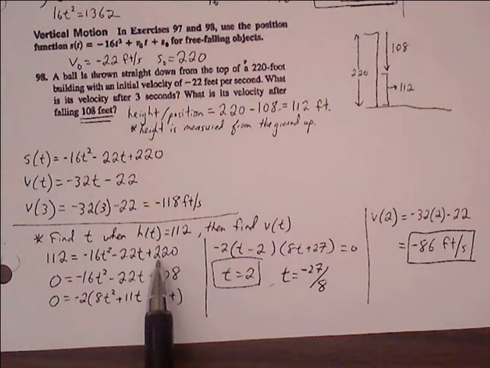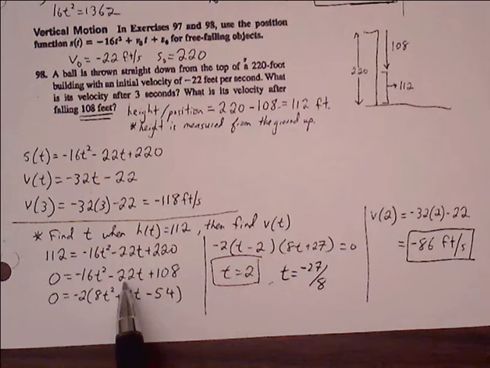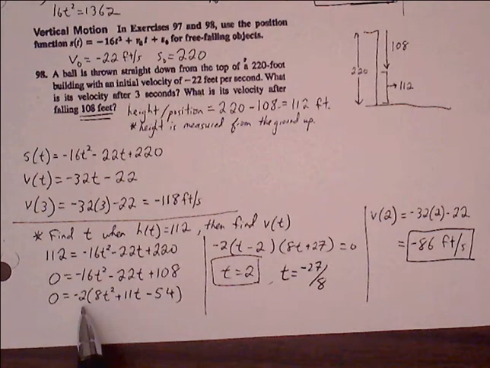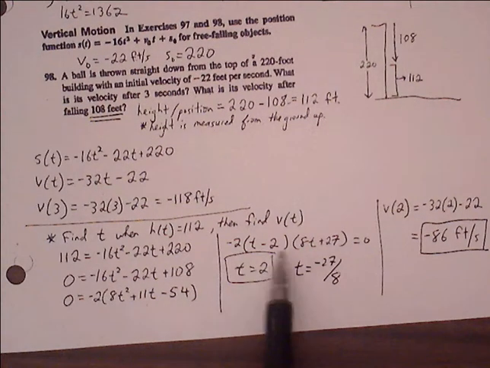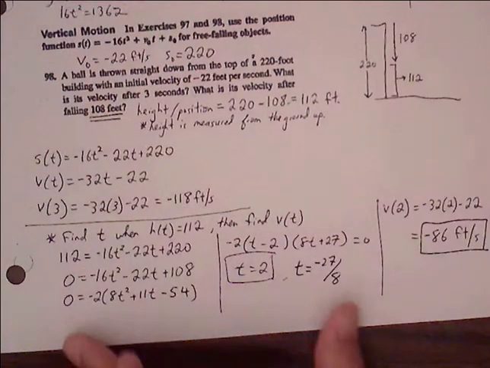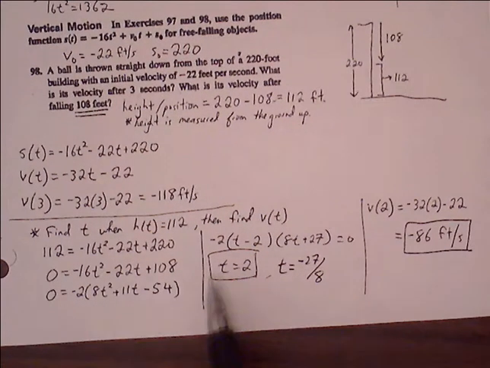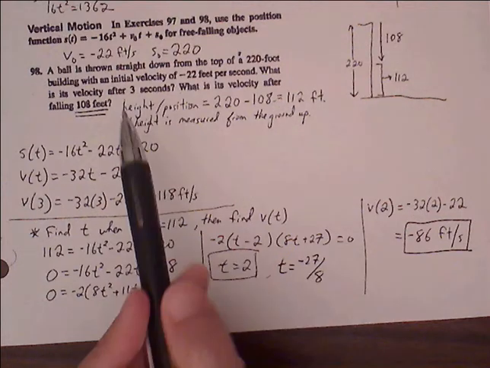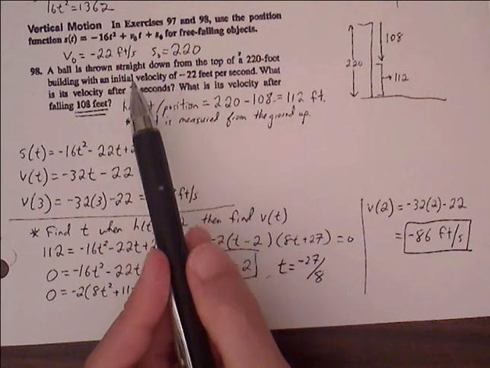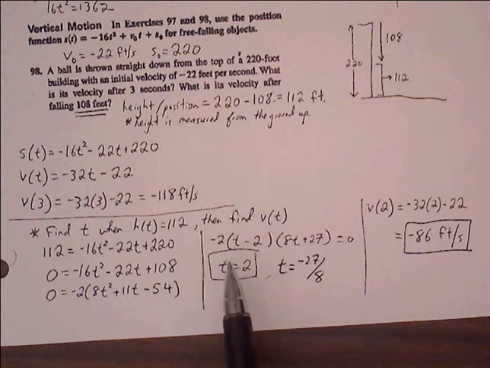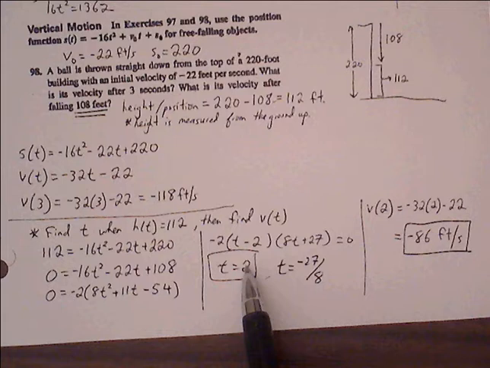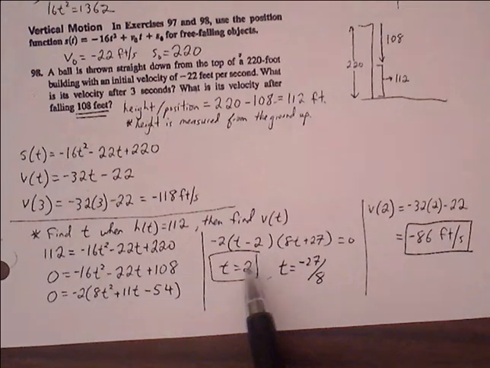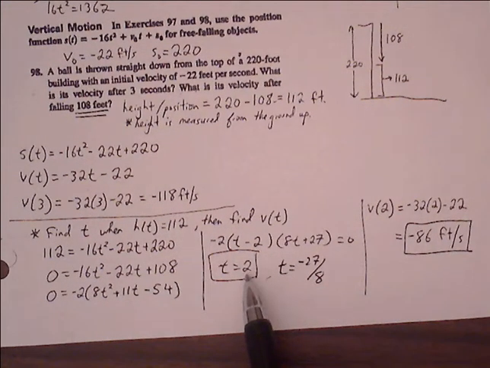220 minus 112 is 108. Negative 16t squared minus 22t plus 108. If we factor out a -2, we can continue factoring. We get t minus 2 and 8t plus 27. If we solve for t, we get 2 and -27 over 8. We're only dealing with positive time values since the ball is being thrown starting at t equals 0, so -27 over 8 is eliminated. So 2 is the only t value that's of interest for us.